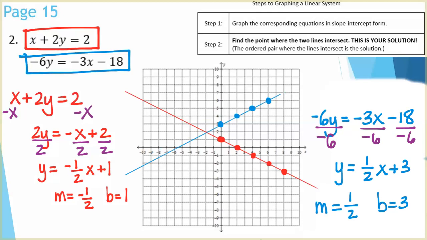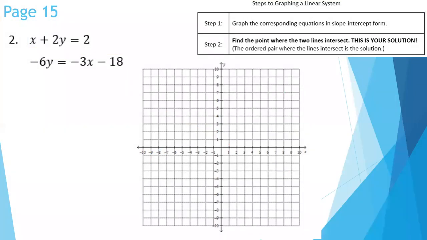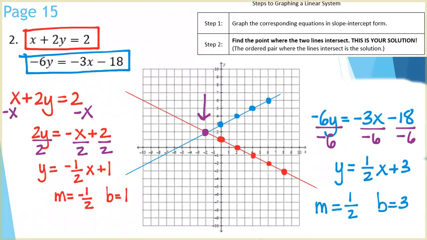Okay, there we go. And where they intersect is right here. That would be my solution. So our two lines intersect where x is -2 and y is +2. So that is our solution to question number 2.